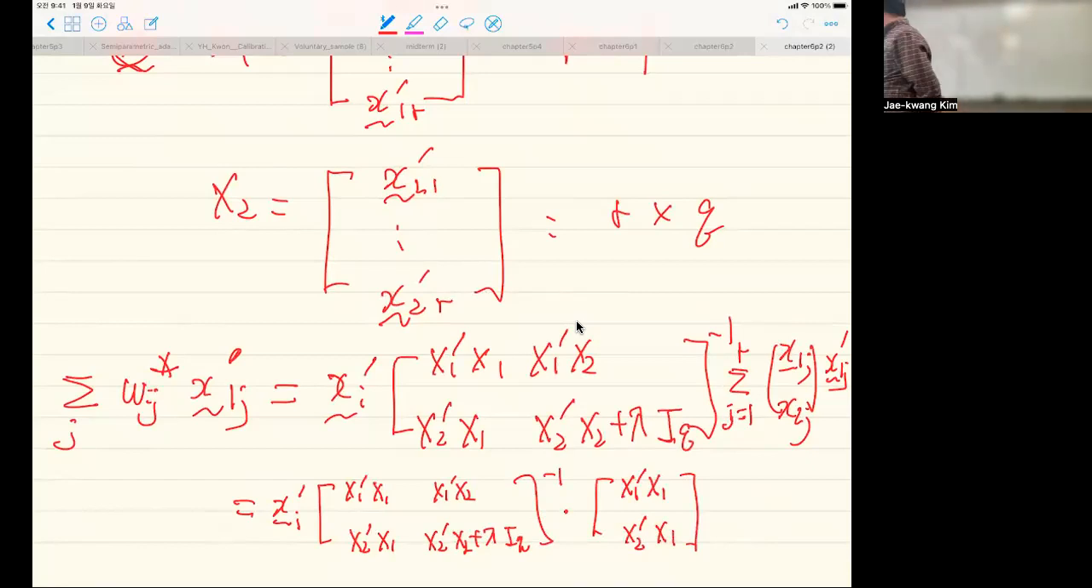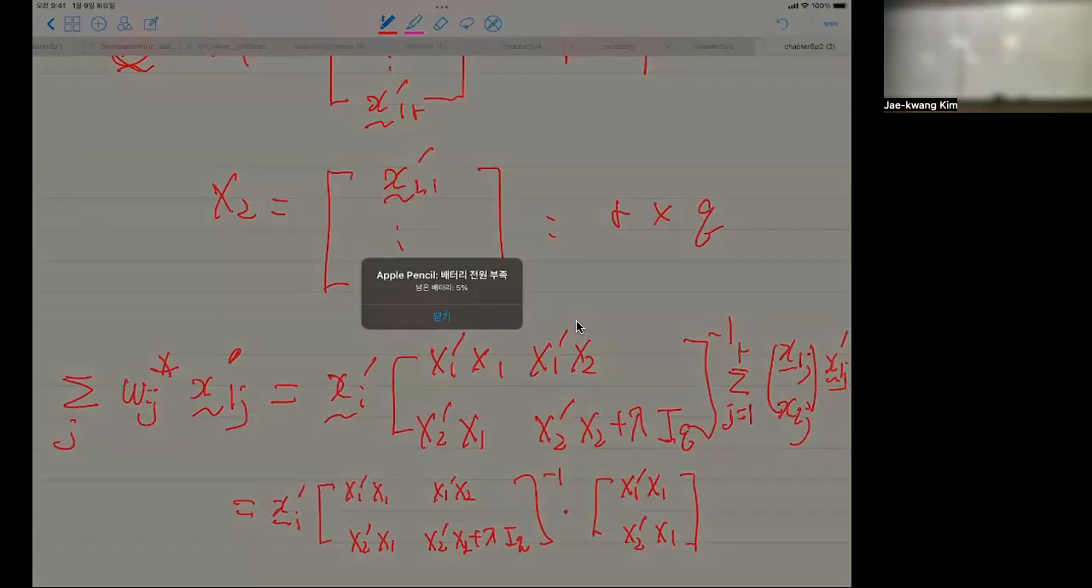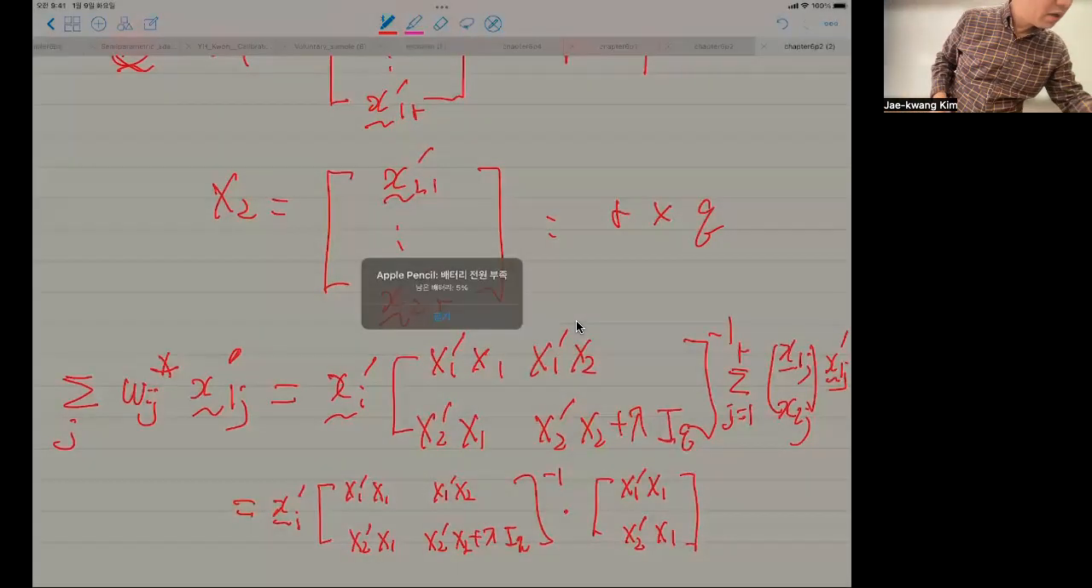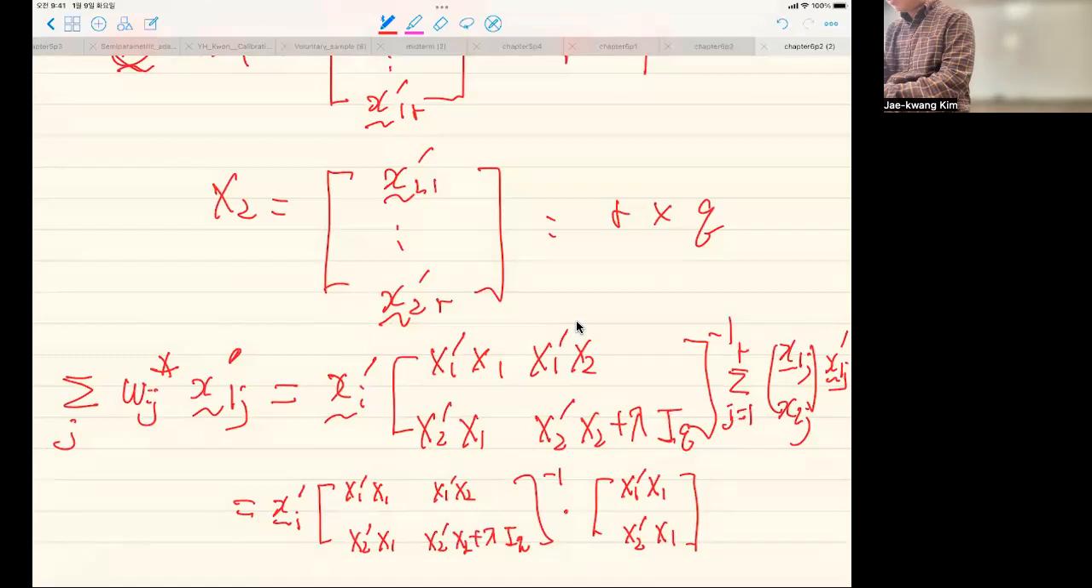Should that be the x1j comma x2? You mean... No, before, yeah. Sorry, can you say again? Should that be a row vector? Yeah, a row vector. A row vector of x1j and x2j. This one. Yeah.